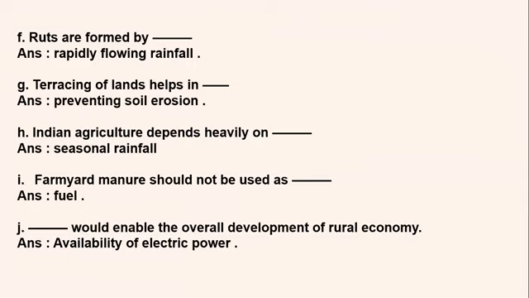Okay. Next, dash would enable the overall development of the rural economy. So what is the thing that will help us develop the whole rural economy? The answer is availability of electric power. If we have electric power in every village, in every rural economy, we'll have development, because with electricity we may have industries, factories, and many more things. Many productions can be done in large numbers. So availability of electric power will enable the overall development of the rural economy.